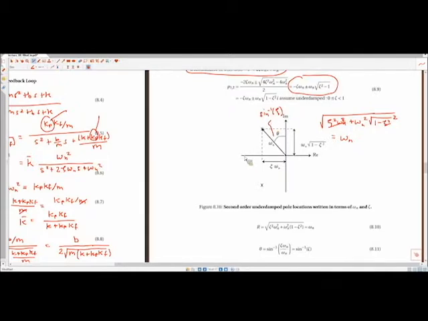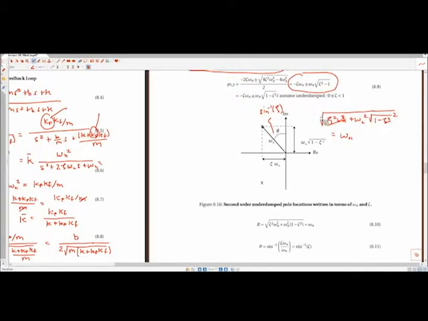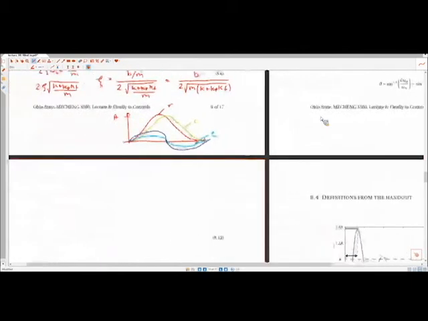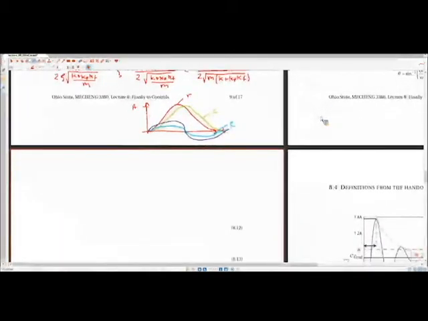We also have a term called the decay rate, zeta times omega n. Decay rate is simply just the real part of this complex conjugate pole. That's a pretty basic definition.